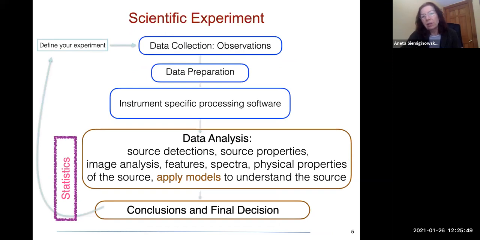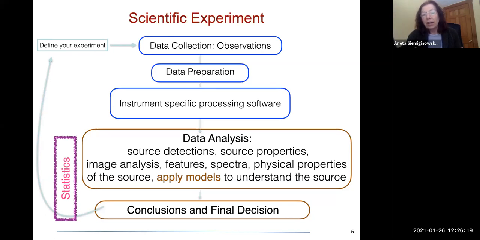I thought that I would just give a big sketch of the overview of the scientific experiment, of what we do when we actually design a scientific experiment. So we have data collection. We design an observation to observe a source, and we think about the possible physical processes which we want to study. So we collect the data.